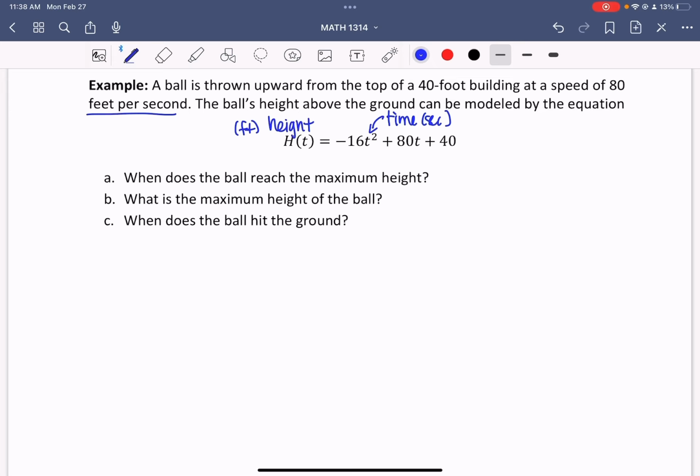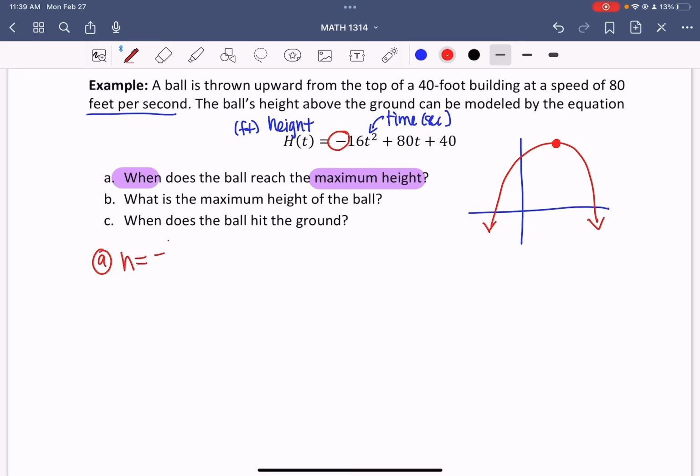So it asks a couple of questions. When does the ball reach the maximum height? So we're looking for when and max height. Well, if you consider this quadratic, it looks something like this. It is a quadratic that is facing downward. I know this because of the negative on this 16. I know it's a parabola because it's a t squared. So if I'm looking for when the ball reaches max height, right here is max height at the vertex. And so for part A, I want to find that vertex.